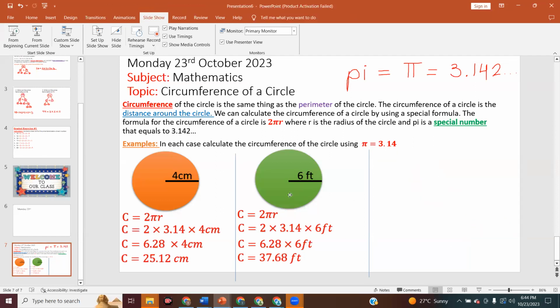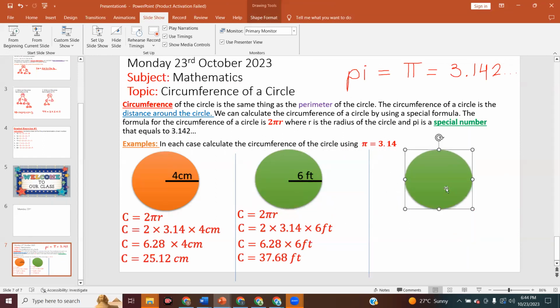So let's do one more. Let's find the circumference one more time before the graded exercise. Let's say that this is 13 feet. Okay, let's not use feet. Let's use, say, meters.